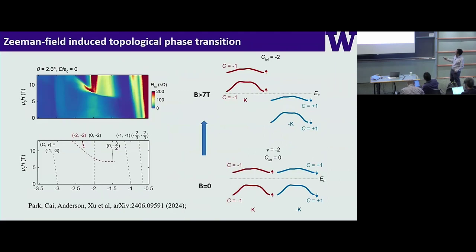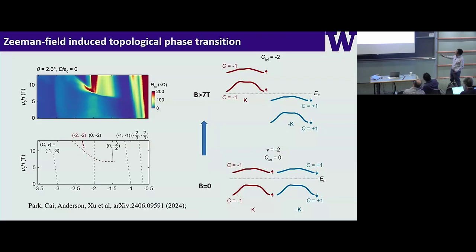Therefore, they're going to shift in opposite directions. And then we saw the magnetic-field-induced band crossing between the bottom of the second mini band of the K valley and the first band of the -K valley, okay? So once this band crossing happens, you see there's a phase transition.